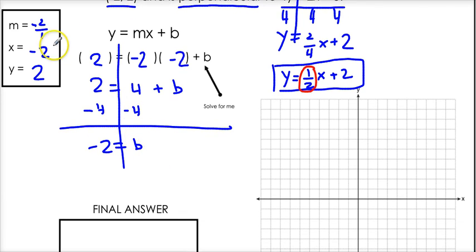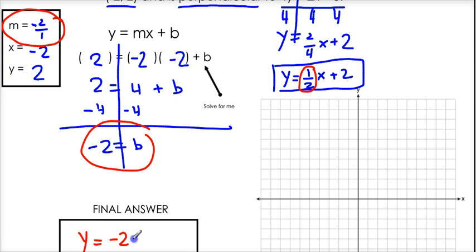Let's write our final equation now. So our slope has to be negative 2 over 1. Our b is negative 2. Let's try it. Y is equal to negative 2x. I don't need to put the 1 there. Minus 2.